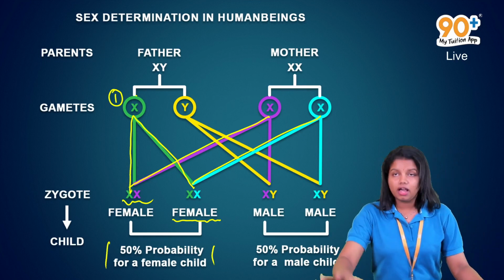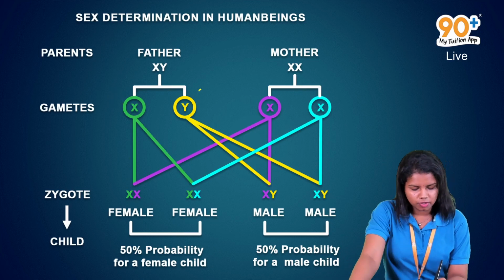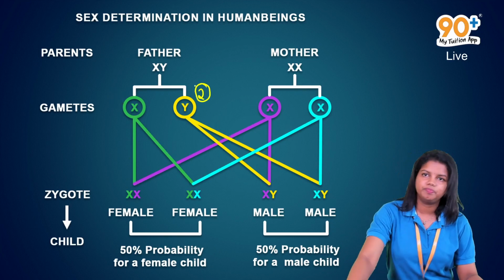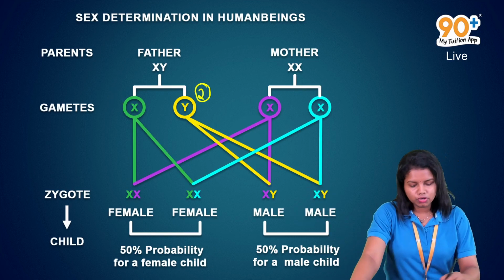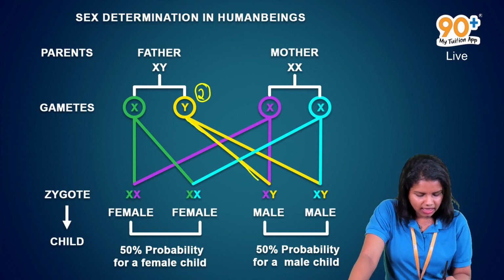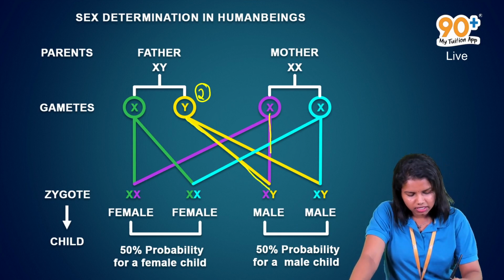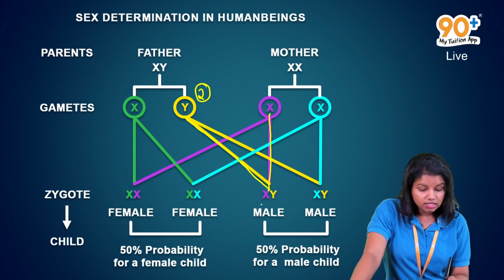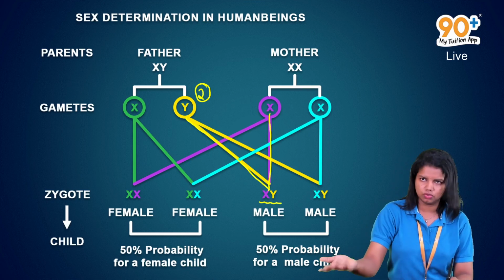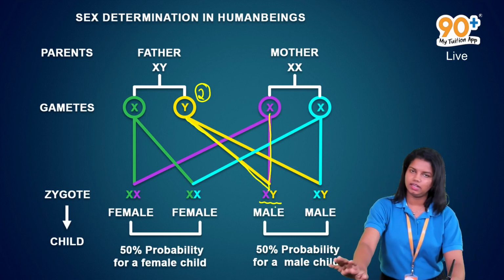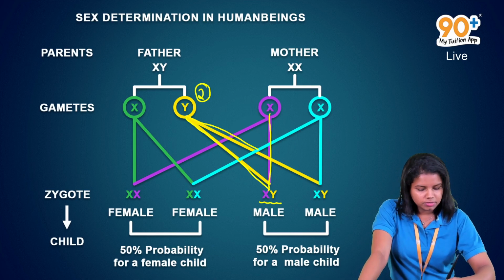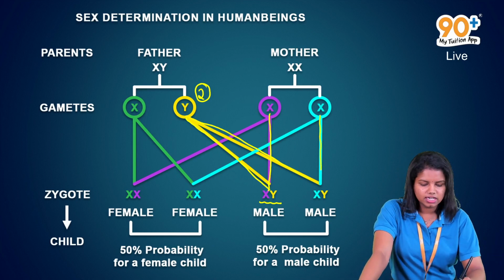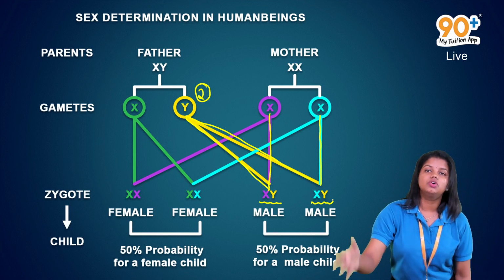Okay. Now going on with the second type of sperm, that is Y type of sperm. If the father is contributing this Y sperm and this Y sperm is combining with the egg of the mother, then the child will be a male. And even if the same sperm fuses with the mother's gamete X, the child is going to be male.